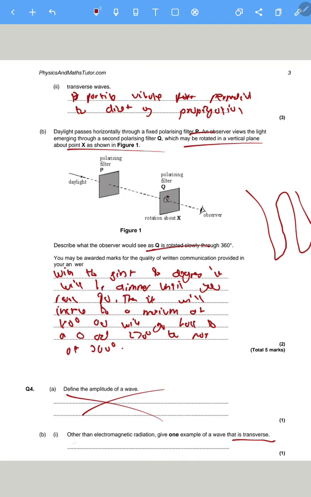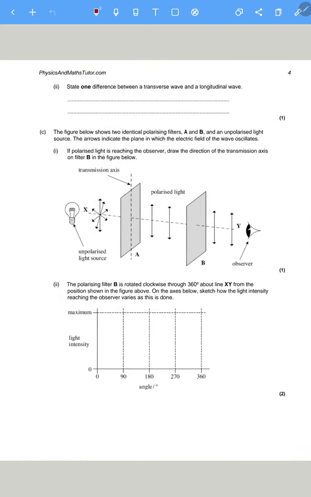What other wave is transverse? On a spring. Well, a stationary wave on a string, but there's also the spring one. I don't know how to word it. It's the one where you move it up and down on a spring. Okay, and say one difference between a transverse wave and a longitudinal wave. Longitudinal needs a medium.